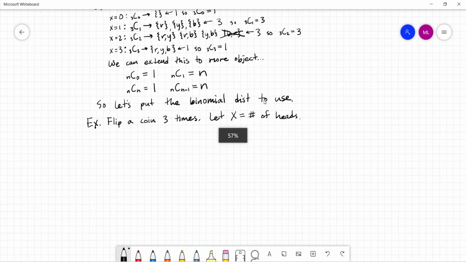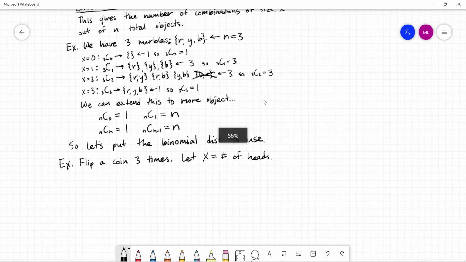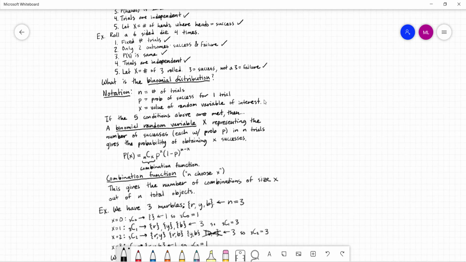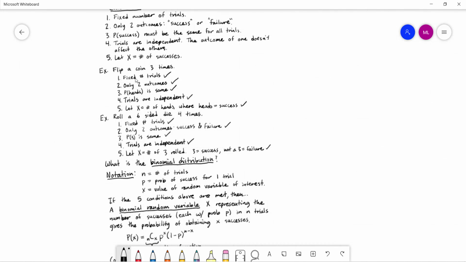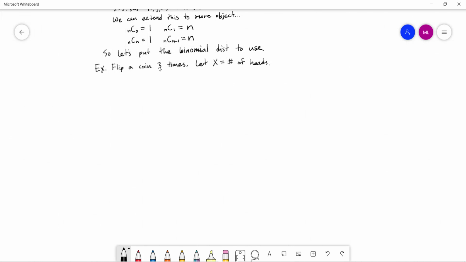But we can figure out these probabilities now using our formula because we've already seen flipping a coin 3 times right here, it satisfied all 5 of the conditions. So this satisfies a binomial distribution. That would be our first step, is evaluate the situation and verify that the scenario we're talking about, flipping a coin 3 times, meets these 5 conditions. So do we have a fixed number of trials? Yes, we're flipping the coin 3 times. Are there only 2 outcomes, success and failure? Yes, heads is success, tails is failure.